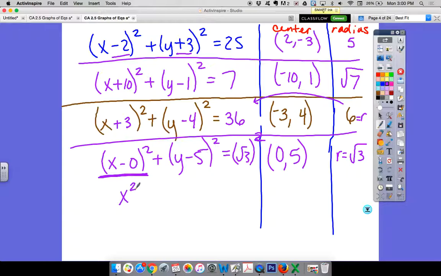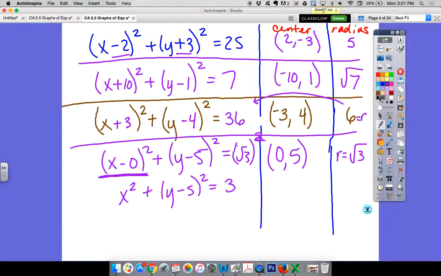That just needs to be x squared. So don't leave it as x minus 0 quantity squared. And then you can't do anything with this, so just bring them down. When you get to the back end, when you square the square root, they cancel, and that just gives you the 3.